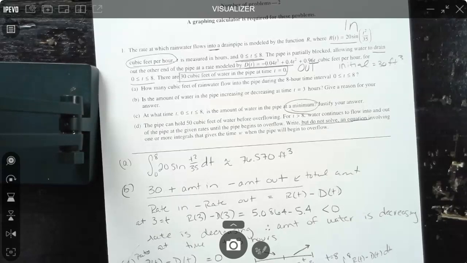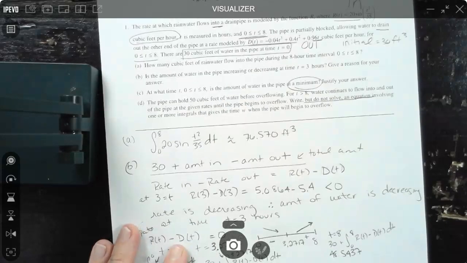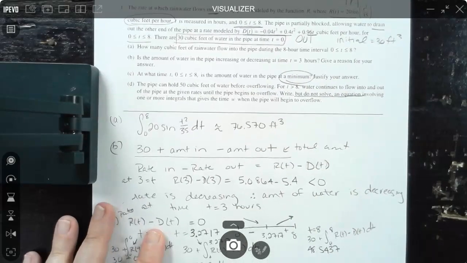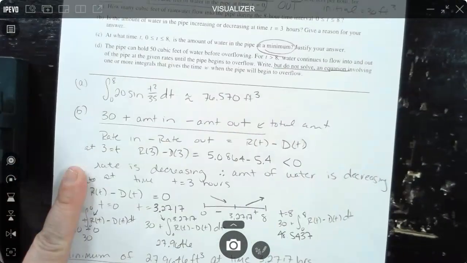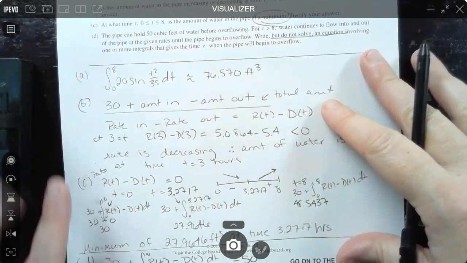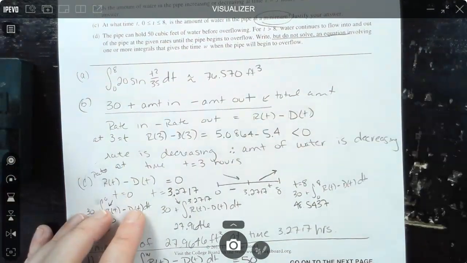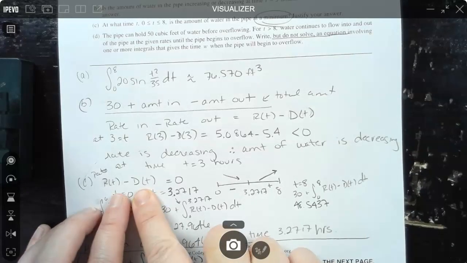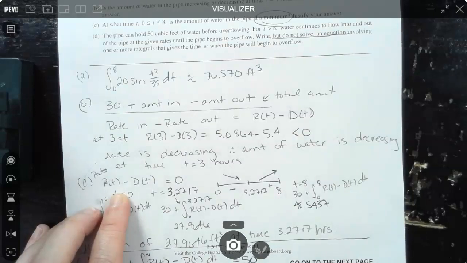All right, letter C. At what time is the amount of water in the pipe at a minimum? This one was more heavy laden work-wise than what I really anticipated. So you need maxes and mins here, right? And I'm doing maxes and mins. I'm finding zeros of the derivative. Well, the derivative is the two rates subtracted because I'm talking about the amount of water in the pipe. So I have to take the amount in minus the amount out.